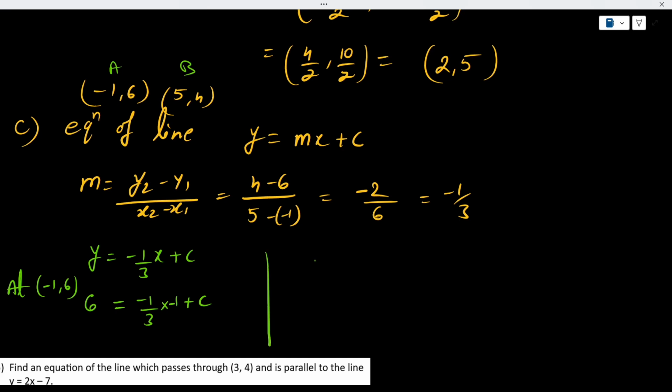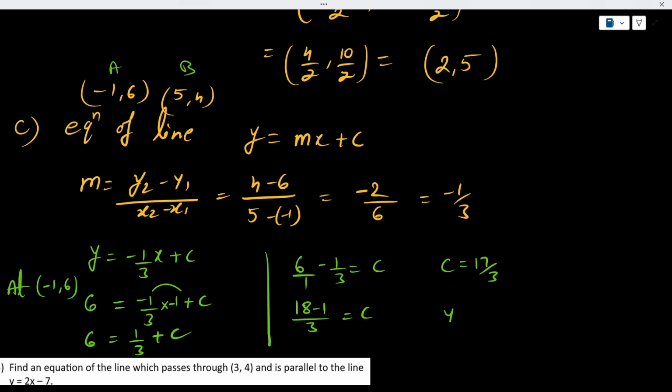So what do you get here? This is 6 minus 1 by 3, because negative of negative will be positive. So this is 1 by 3, plus c. So c value is going to be 6 minus 1 by 3, which is 18 minus 1 by 3, which is c. So c value is 17/3.